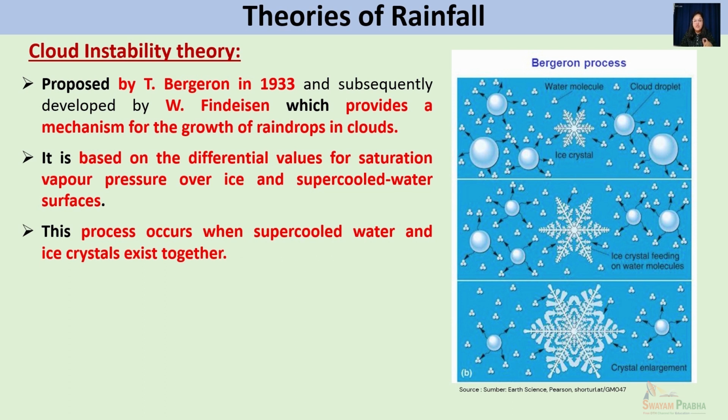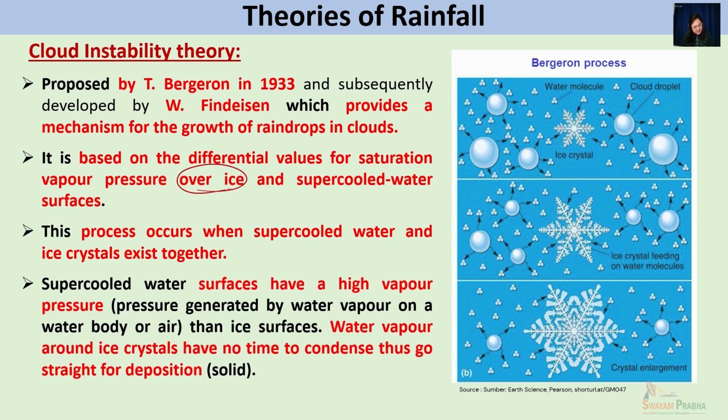So it talks about the differential values for saturation of water vapor over ice and supercooled water surfaces. At cloud temperatures of -12 to -30, air can be saturated over ice, but not over the water particles. So evaporation can take place from the water droplets and ice particles grow by sublimation, wherein the water vapor around the ice crystals has no time to condense and thus goes straight to deposition into solid form, or ice.